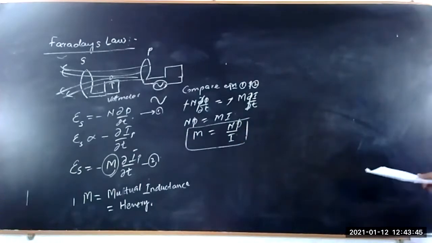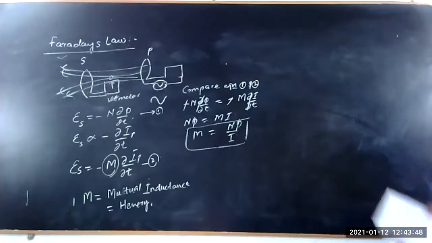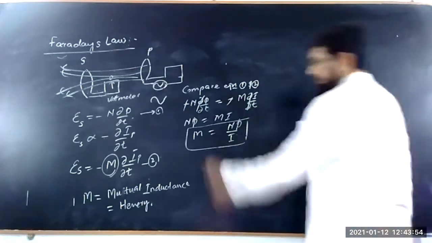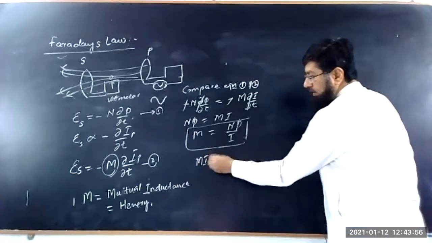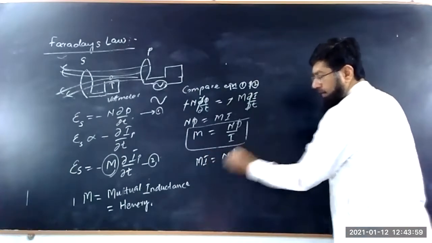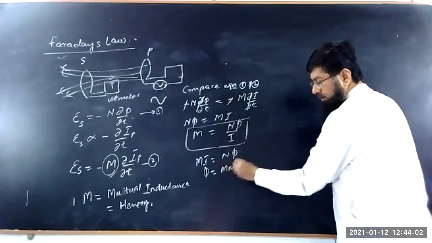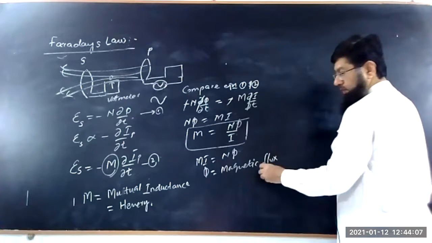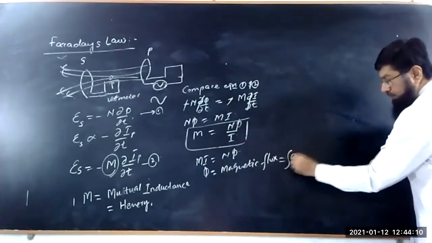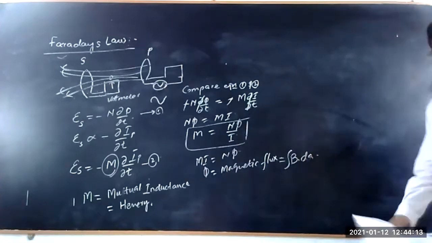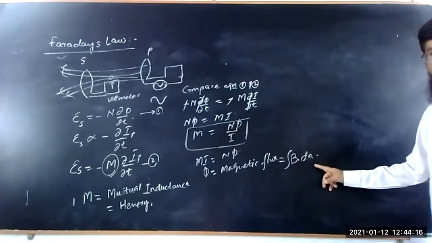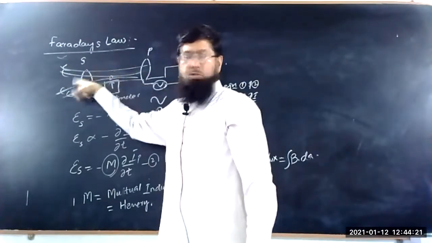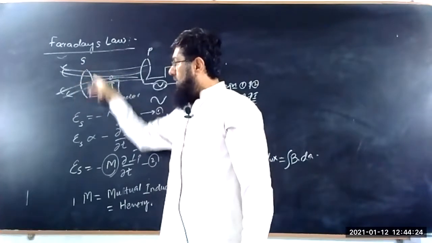So now here, this M i is equal to N phi. Phi is the magnetic flux, which is defined as B dot dA, the magnetic lines of force passing through a unit area, and the area is the area of this loop.